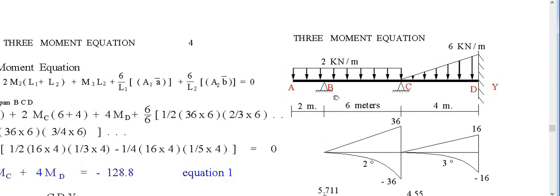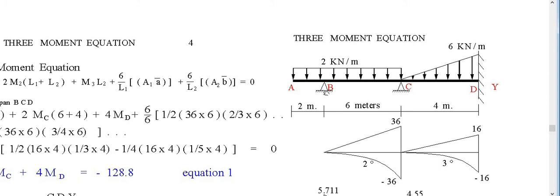First, consider span BC as a simple beam. I will solve the reaction here. RB and RC are equal, each equal to half of this load. So the total is 2 times 6, which is 12. RB is 6, RC is 6 kilonewton.